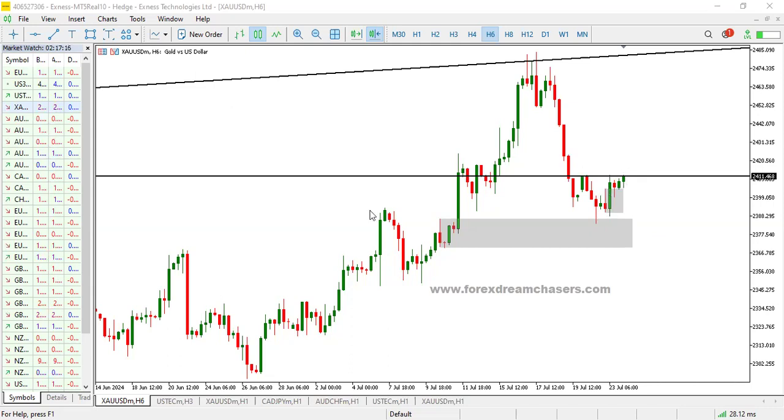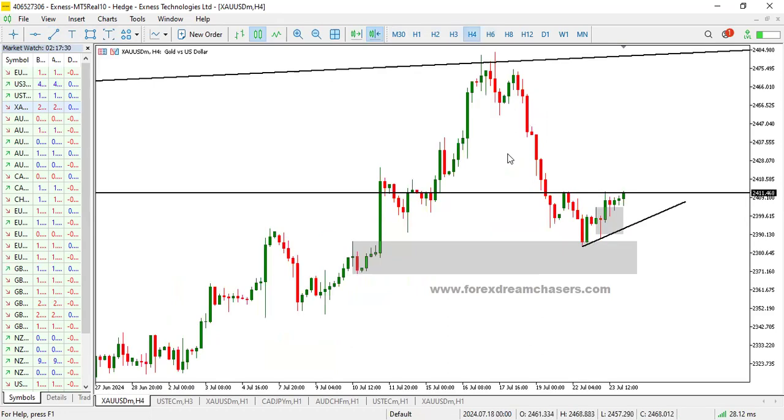Now, what we'll do, we'll go to the 4-hour time frame to check everything. Let's also add the trend line here that was not tested. It has just 2 touches only. Can leave this trend line like this. And then move to the 4-hour time frame.